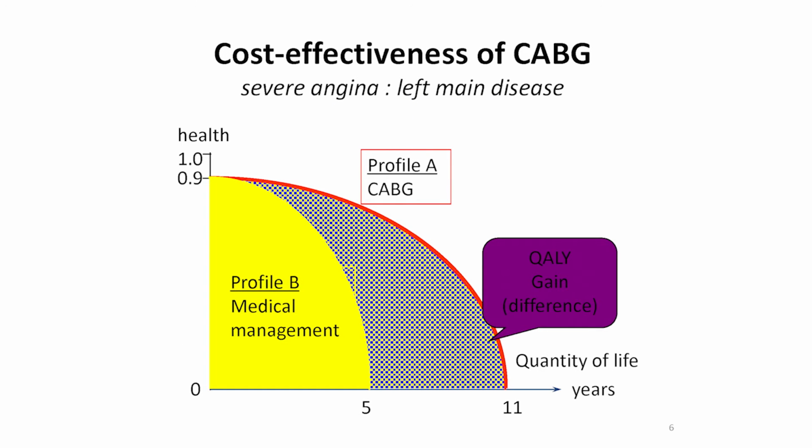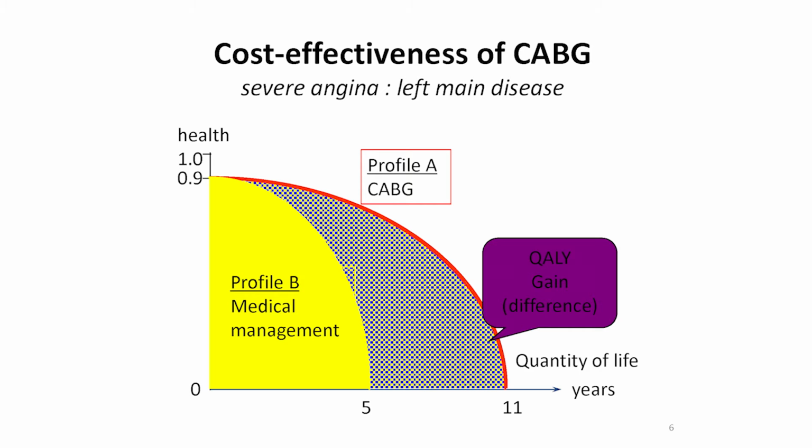Now, probably the oldest and perhaps best known example of this was published in the mid-80s by Alan Williams in the British Medical Journal, looking at the cost effectiveness of coronary artery bypass grafting for severe angina. And you can see here we've plotted 2 profiles. One is with the old medical management, which is obviously highly stylized. You live for 5 years and your quality of life steadily deteriorates over that period. If you have surgery, then you live for longer, 11 years, and in better quality of life over those years.